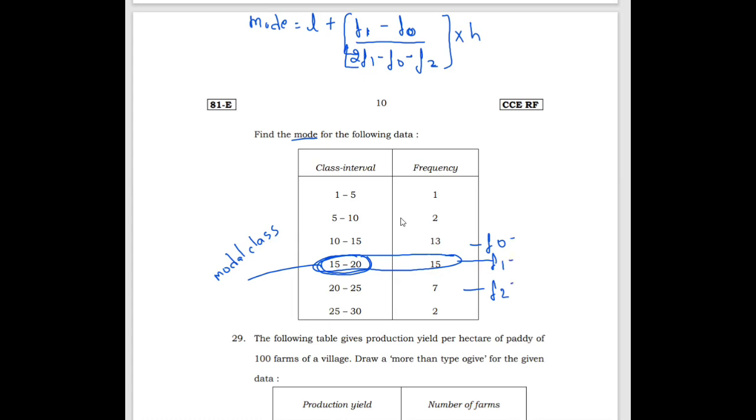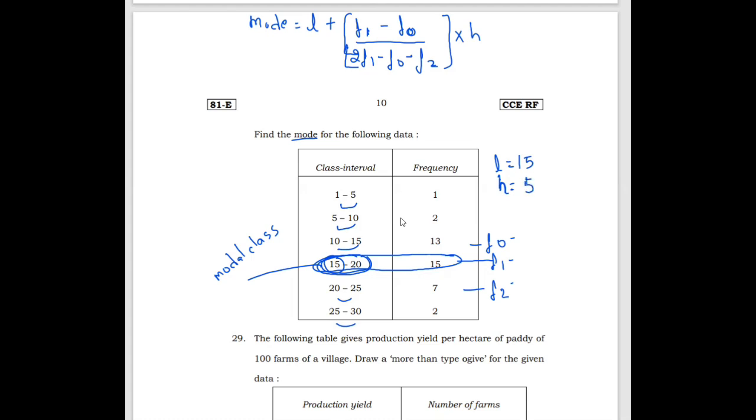What is L then? L is nothing but the lower limit of the selected class, 15. Next, what is H? It is this gap. Can you see this gap? How much gap do these numbers have? Here all the numbers differ by 5. 10 minus 5 is 5. 15 minus 10 is 5. 20 minus 15 is 5. 25 minus 20 is 5. So it is always 5, 5, 5, 5, 5. So it is 5.